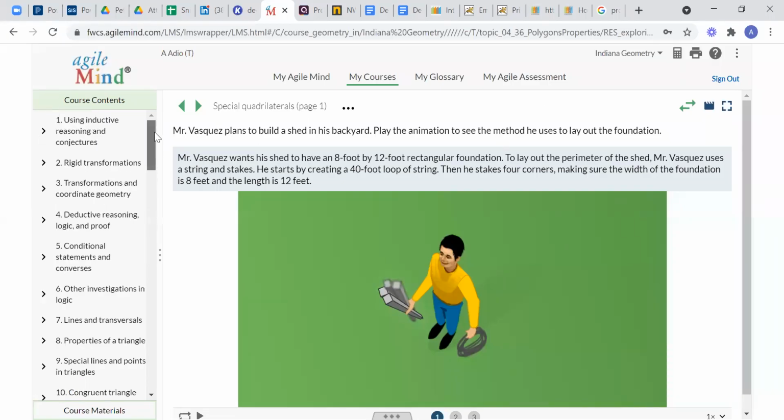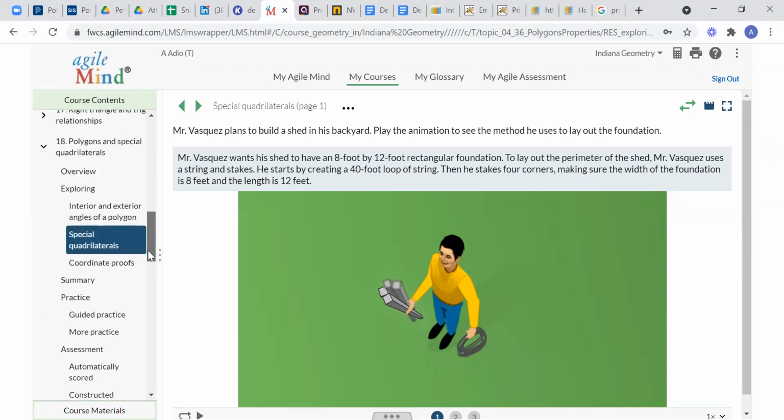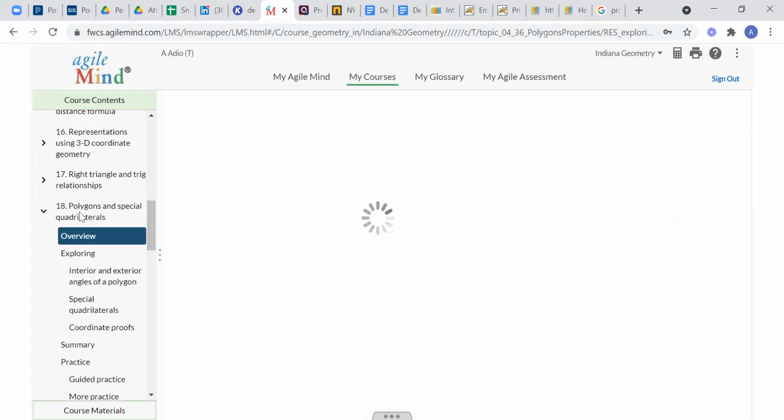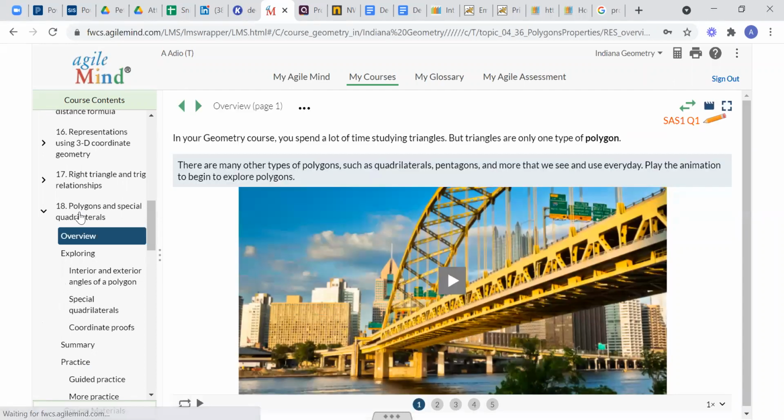If you go on Agile Mind, you're going to see units. You go to My Courses, and then you go to Unit 18, Polygons and Special Quadrilaterals, the overview.